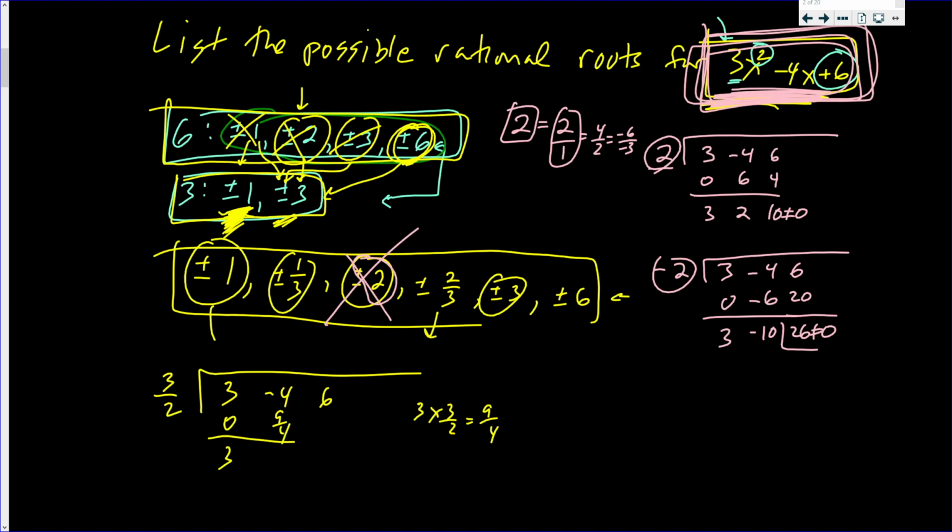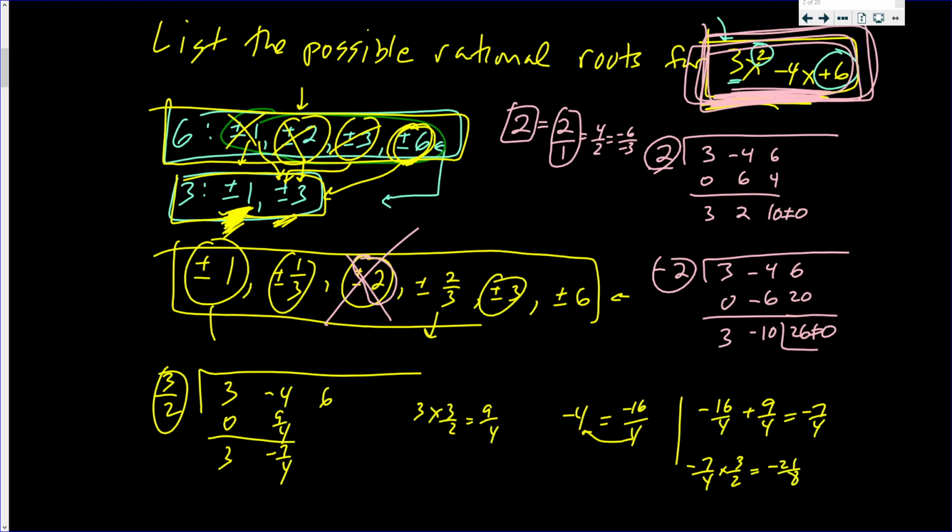Now, it'd be real friendly to write negative 4 with the 4 on the bottom. But that's easy. 4 times negative 4 is negative 16. So you have negative 4 plus 9 over 4, which is negative 7 quarters. Now, you take negative 7 quarters and you multiply it by the number in front, and you get negative 21 over 8. Now, you want to add those two numbers.